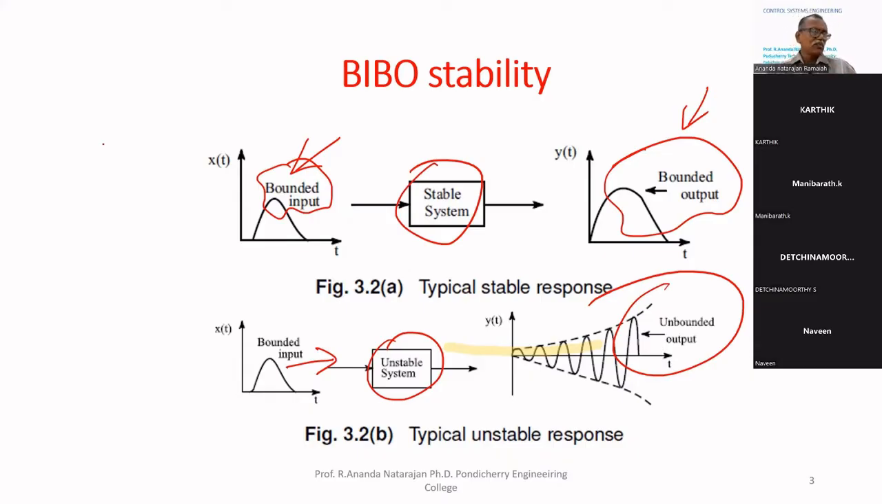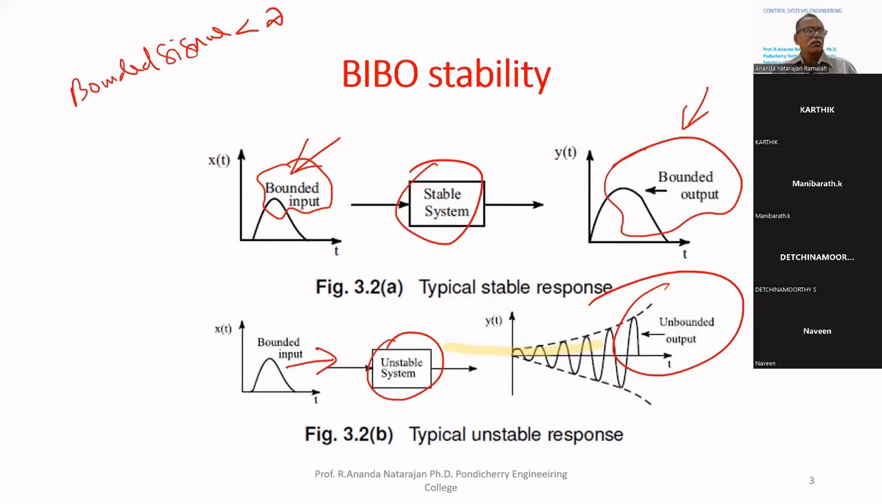For an engineer, what is bounded input? I'm not talking about a signal. For a mathematician, if it is not infinity, then it is called bounded. If it is less than infinity, the mathematician will say bounded. But for an engineer, how can you say it is a bounded signal, a bounded input?